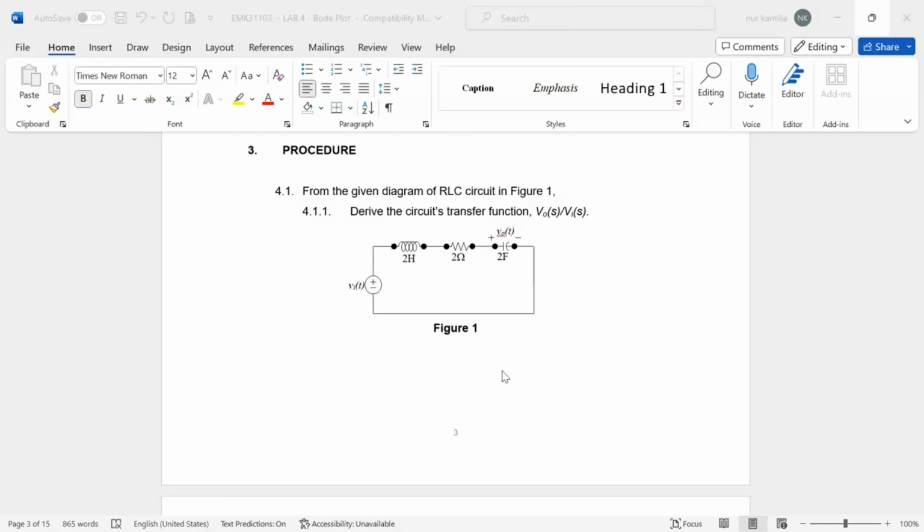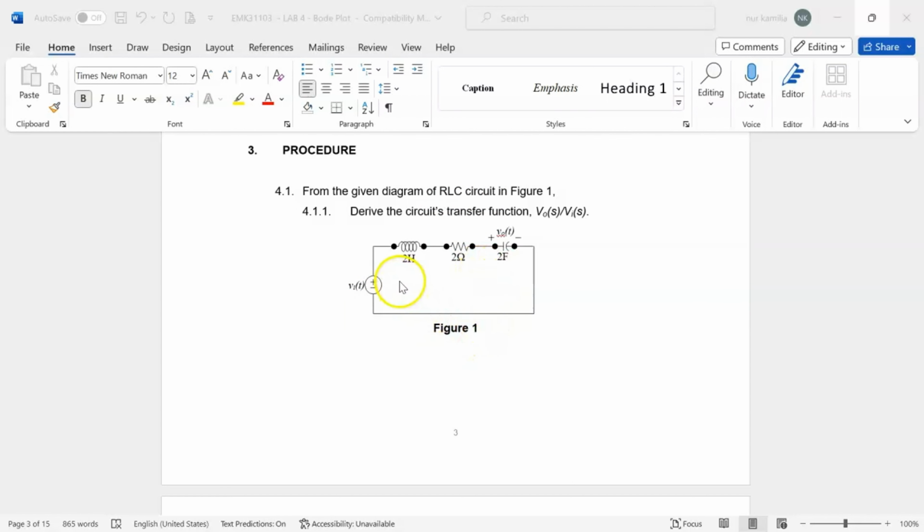For this Lab 4, first, for this question 4.1, first calculate the transfer function based on the circuit in Figure 1, which is an RLC circuit.